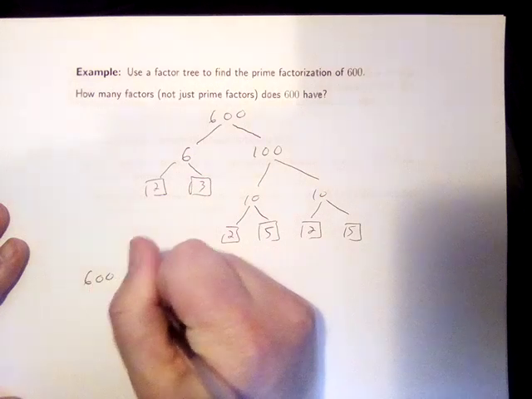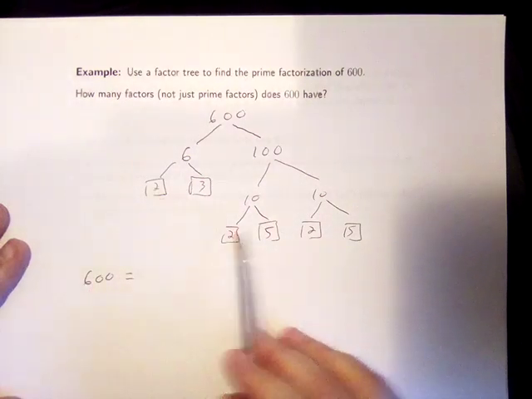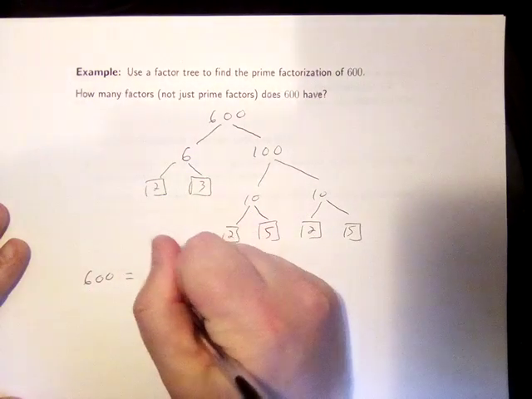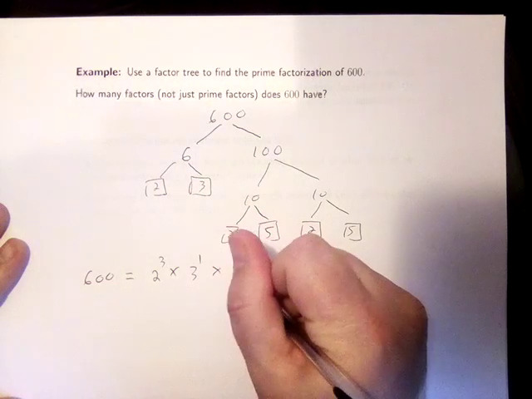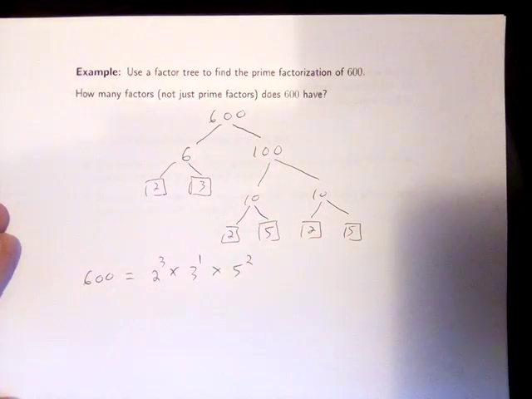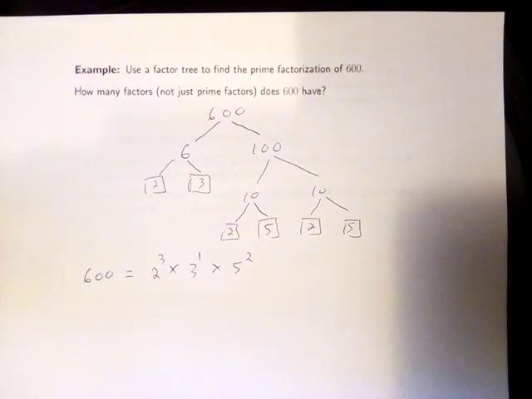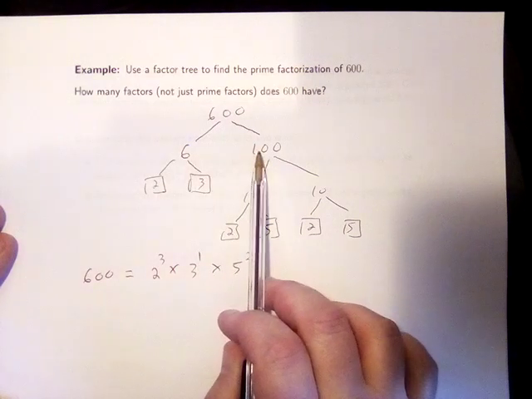So 600 we could write as, we have 1, 2, 3 2's, or 2 to the power of 3. We have 1 3, and we have 2 5's. So my prime factorization of 600 is 2 to the power of 3 times 3 to the power of 1 times 5 squared.